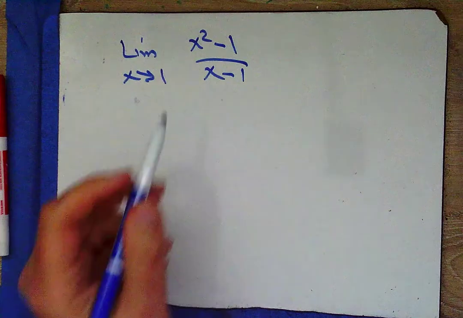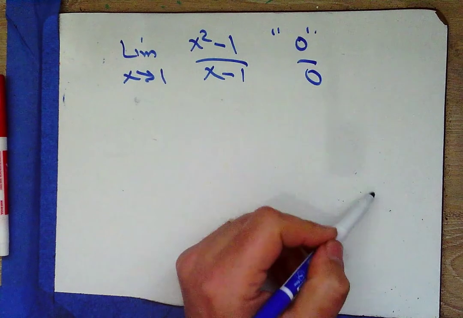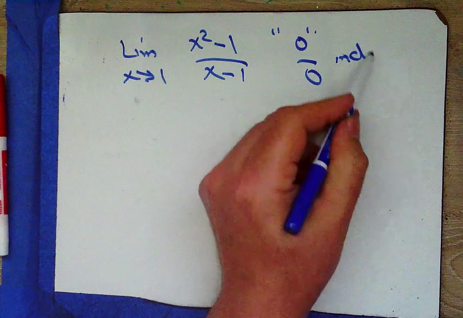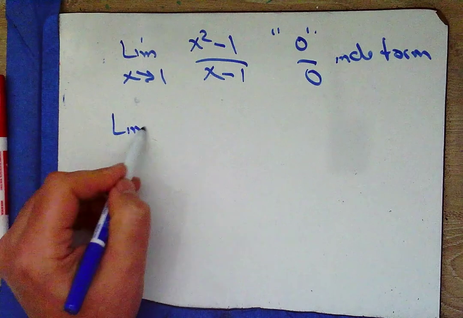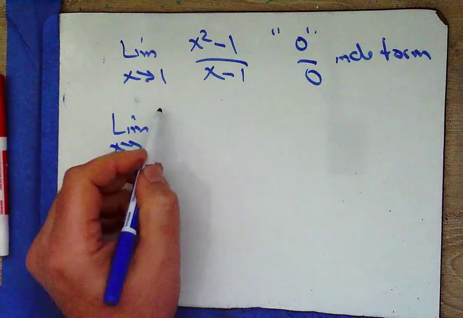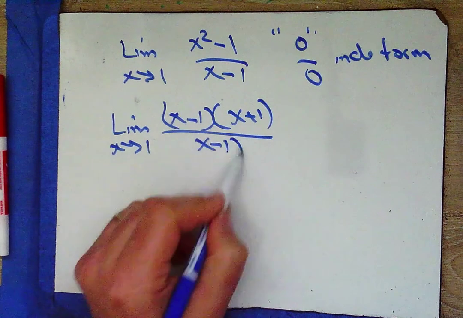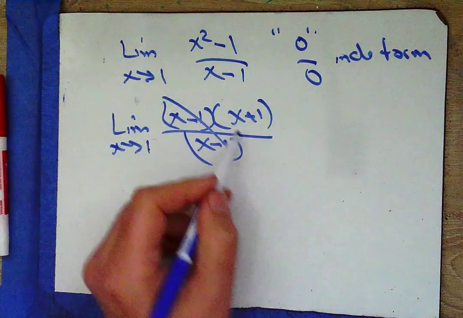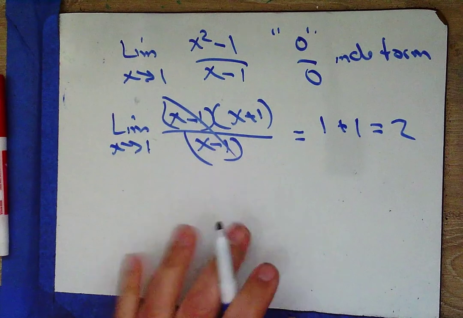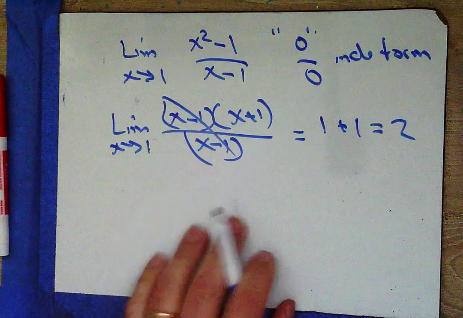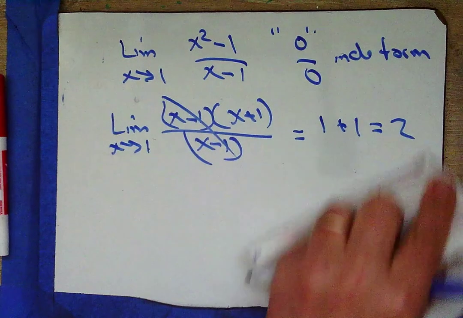Okay, welcome back. So if I plug in 1, I end up with 0 over 0, and that's an indeterminate form. So I think, well, I better use my algebra skills to rewrite this. (x − 1)(x + 1) over x − 1, cancel. Now I can do direct substitution, and it works. But let's think about what's happening here graphically, so we know what this 2 means.